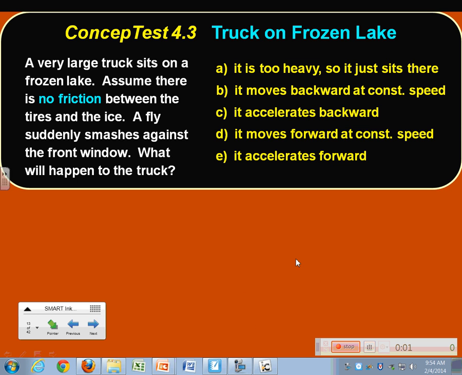I have a truck, and this fly zooms along and says, wham, right into its windshield. What happens to the truck? It's sitting on ice, so there's no friction at all. What happens to the truck? I want to know what happens to the truck in the instant that the fly smashes into its window. In that instant, when the fly runs into the truck, what happens?